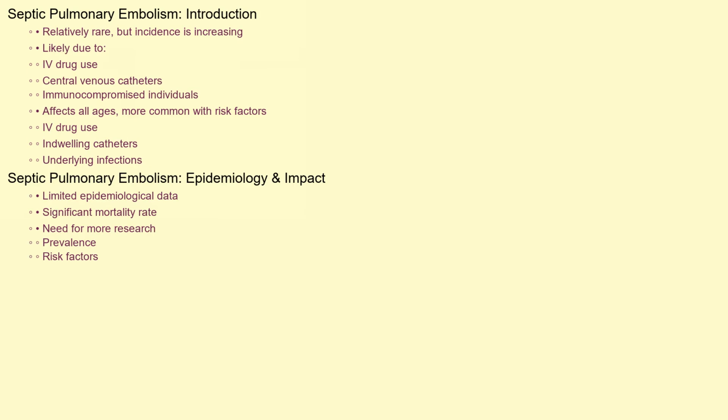Septic pulmonary embolism is relatively rare, but its incidence has been increasing, likely due to the rise in intravenous drug use, the increased use of central venous catheters, and the growing population of immunocompromised individuals. It affects individuals of all ages but is more common in those with pre-existing risk factors such as intravenous drug use, indwelling catheters, and underlying infections. While precise epidemiological data is limited, studies indicate a significant mortality rate, highlighting the severity of this condition. The lack of comprehensive data also underscores the need for more research to better understand its prevalence and risk factors.